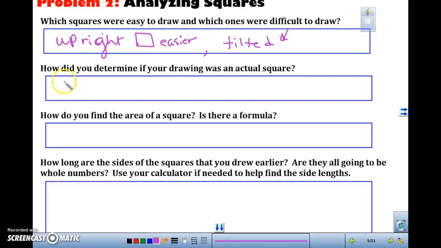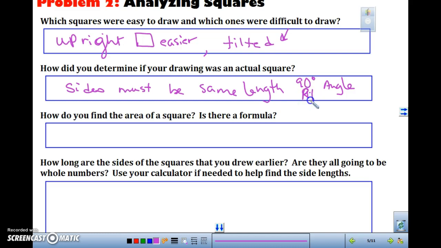Well, remember, what makes a square? The sides must be the same length. So our sides must be the same length going around. What else do we know? We need to have a 90-degree angle in the corner. So all of our squares have to have a 90-degree angle, which is a right angle, right?